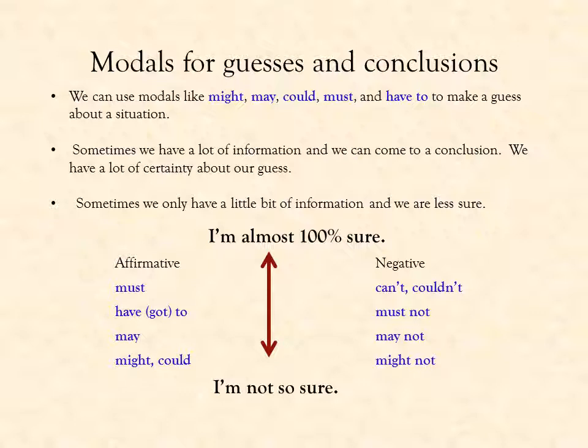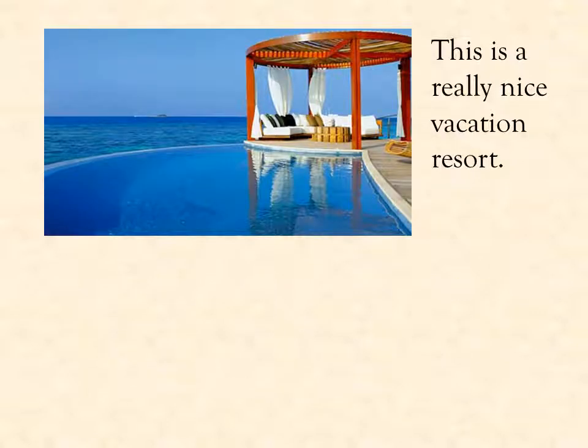So if we want to show that we are almost 100% positive about our guess, we can use must or have to in the affirmative and can't, couldn't, or must not in the negative. If we're not so sure, we can use may, might, or could in the affirmative and may not and might not in the negative. Let's look at some examples.